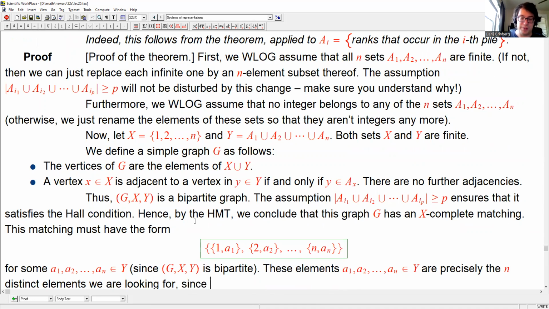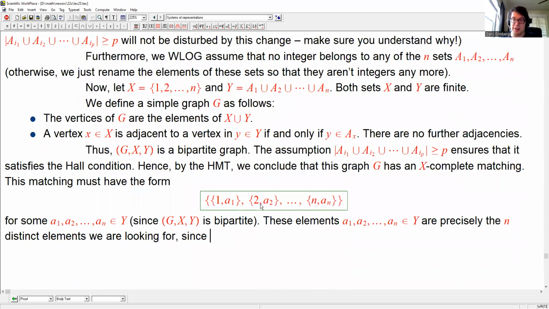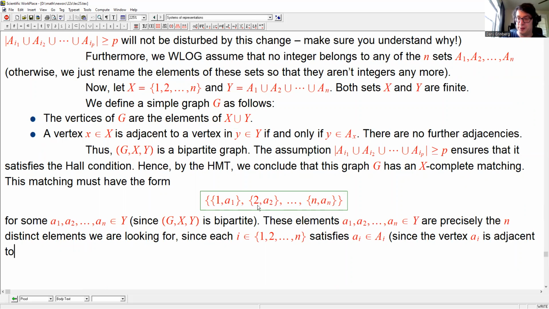Well, because they are distinct, otherwise our matching would have two edges with the same endpoint, which is not what a matching can do. And furthermore, for each i, we have a_i is in capital A_i because the vertex a_i is adjacent to i in our graph. So this proves the theorem.